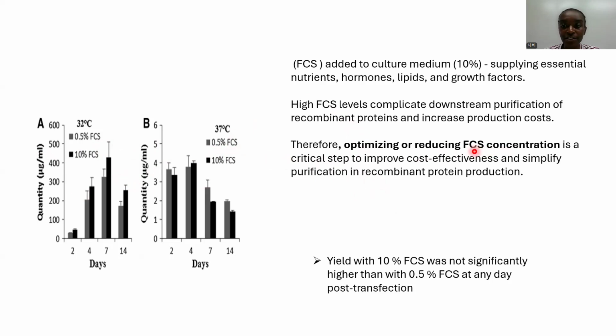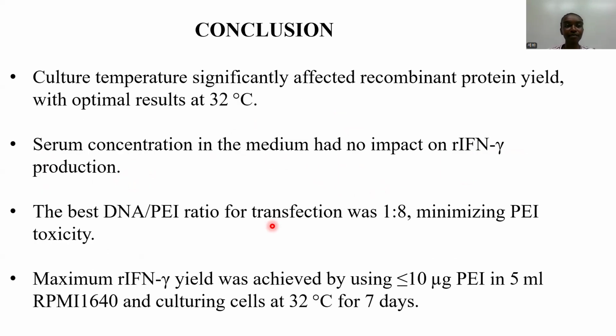Optimizing or reducing the fetal calf serum concentration is still a critical step because it improved cost effectiveness, especially in the downstream purification procedure. But otherwise, in terms of the yield, no big difference was found to be present post-transfection. So to conclude, the researchers in these two papers wanted to establish which conditions are optimal for the recombinant protein production, especially for large-scale bioreactors, and also how the system can be improved by choosing the correct cell line to optimize the growth accordingly.